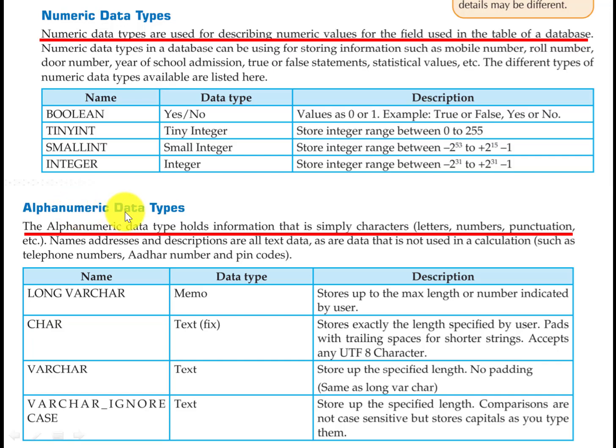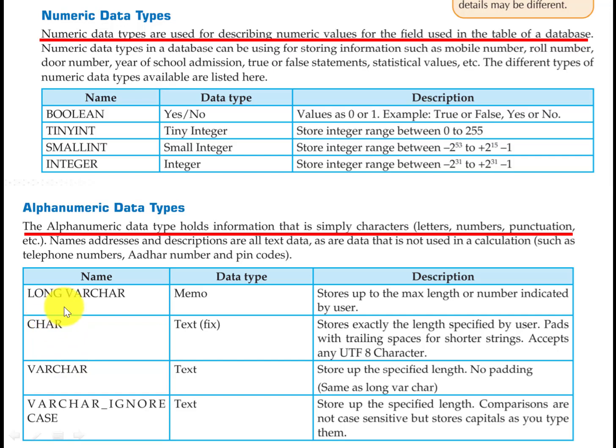Next is alphanumeric data type. Alphanumeric data type holds information that is simply characters like letters, numbers, punctuation. We can all add in alphanumeric. Names, addresses and descriptions are all text data, as are data that is not used in calculation like telephone number, Aadhaar card number and PIN code.